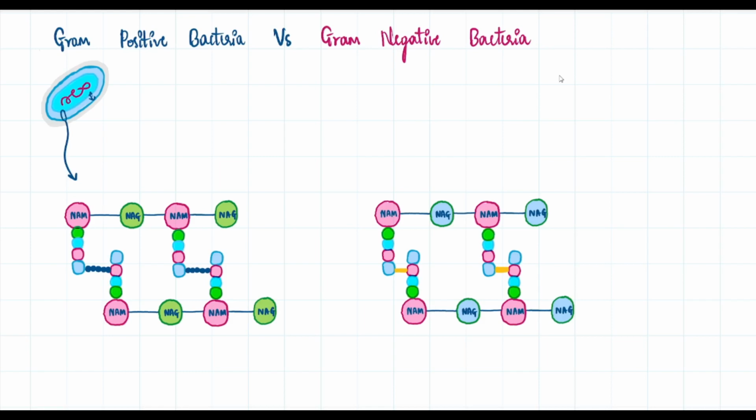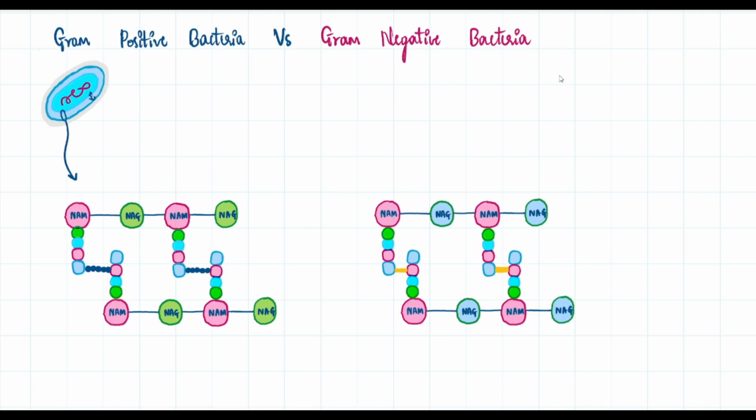Hey guys, this video is about the difference between gram-positive bacteria and gram-negative bacteria. What aspect makes the difference, you are thinking? The main difference lies in the cell wall. And according to gram staining property, we can classify bacteria into gram-positive and gram-negative bacteria.